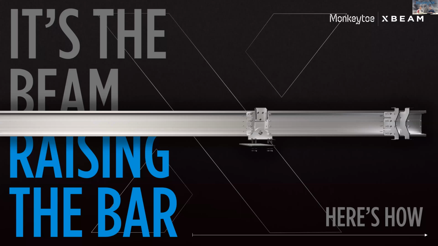So what is the Xbeam? The Xbeam's an aluminium carbon fibre structural beam. And being obviously an aluminium beam, it's extremely lightweight. So that opens it up to all sorts of opportunities and areas where it can be used. We'll obviously talk through a few of those today.